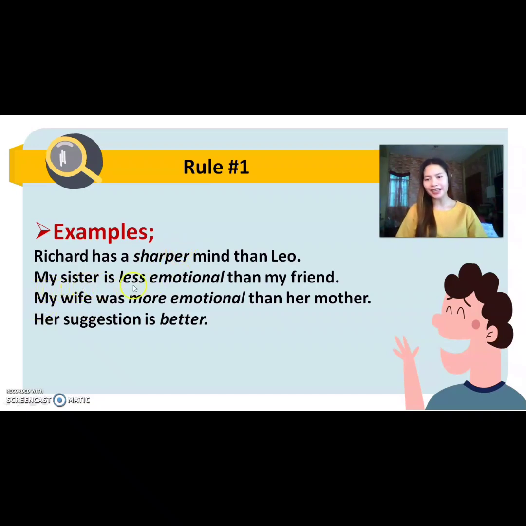My sister is less emotional than my friend. So the sister and friend are compared using the prefix less with the adjective emotional. My wife was more emotional than her mother. So more is added as the prefix to the adjective emotional. Her suggestion is better. Better here is your comparative degree.